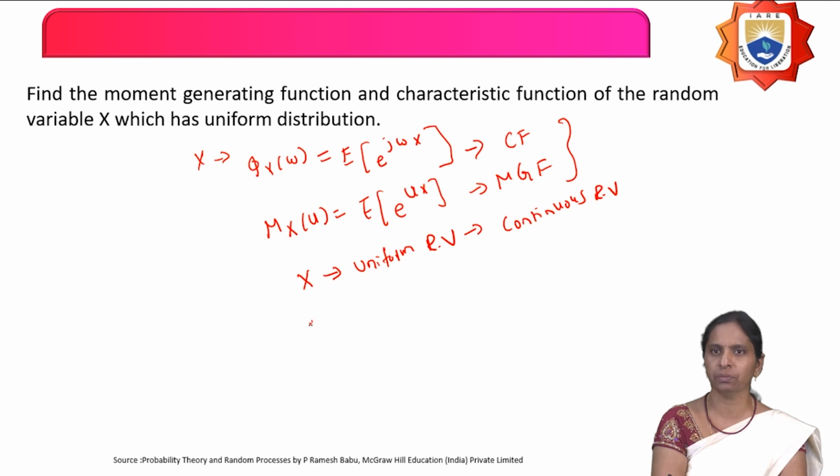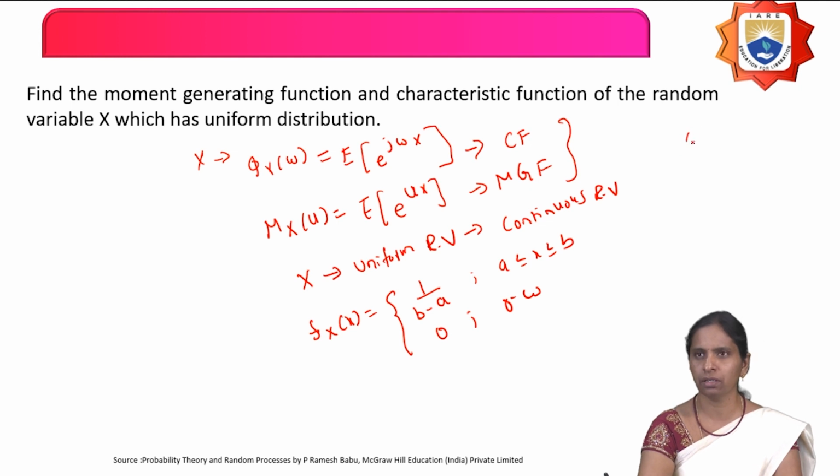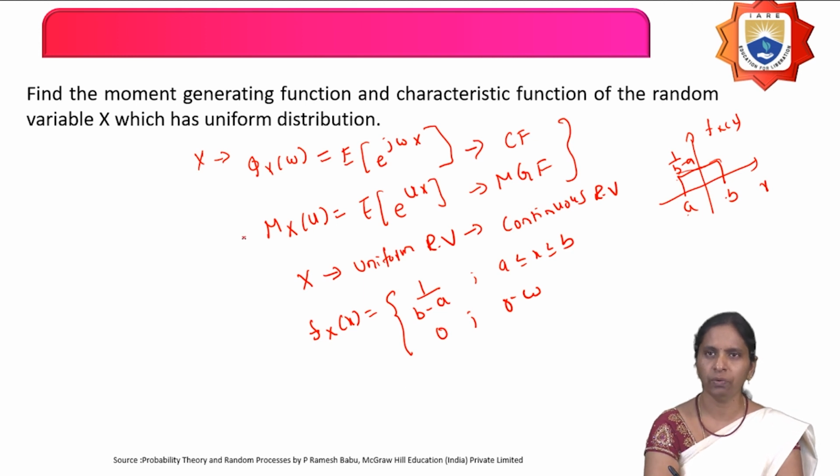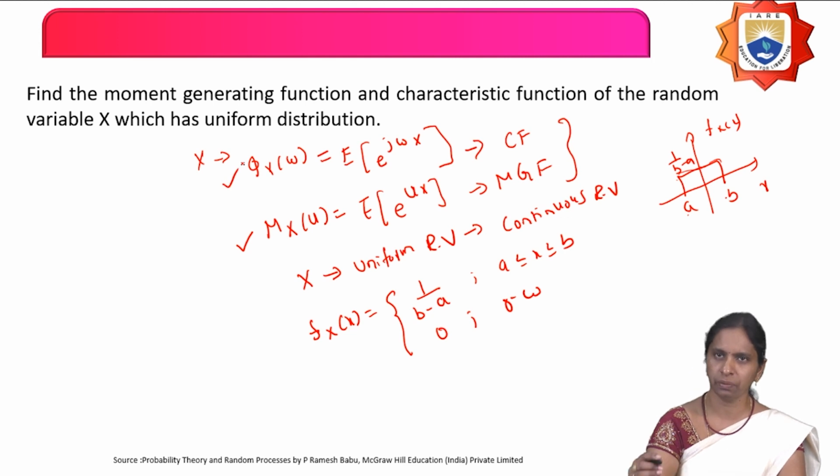And what is the density function of the uniform random variable, which we already finished in the previous topic? It is given by fx of x equals 1 by b minus a when x is from a to b, and 0 otherwise. So why is it called uniform distribution? When x is from a to b, the distribution is constant over this interval. That's why it is called a uniform distribution, a uniform random variable. Now we have to calculate the moment generating function, and after that the characteristic function.